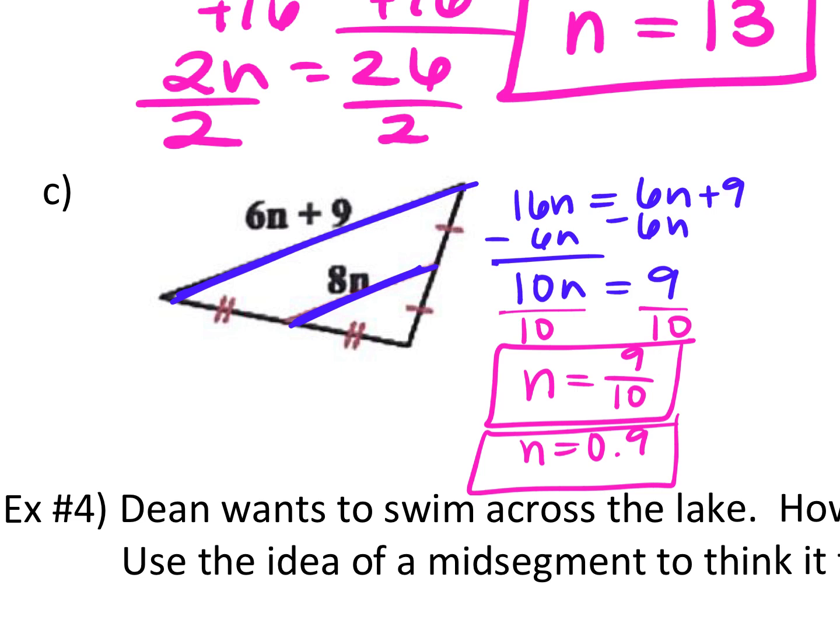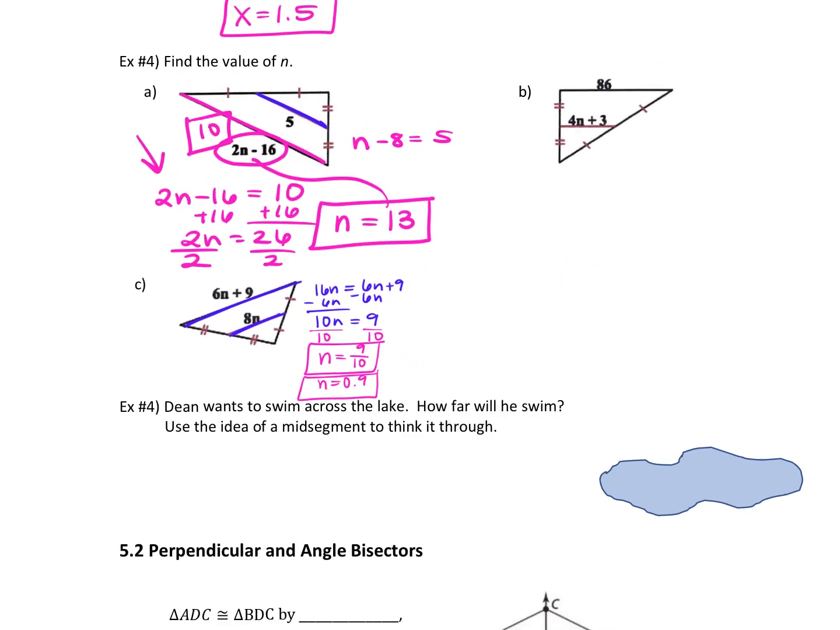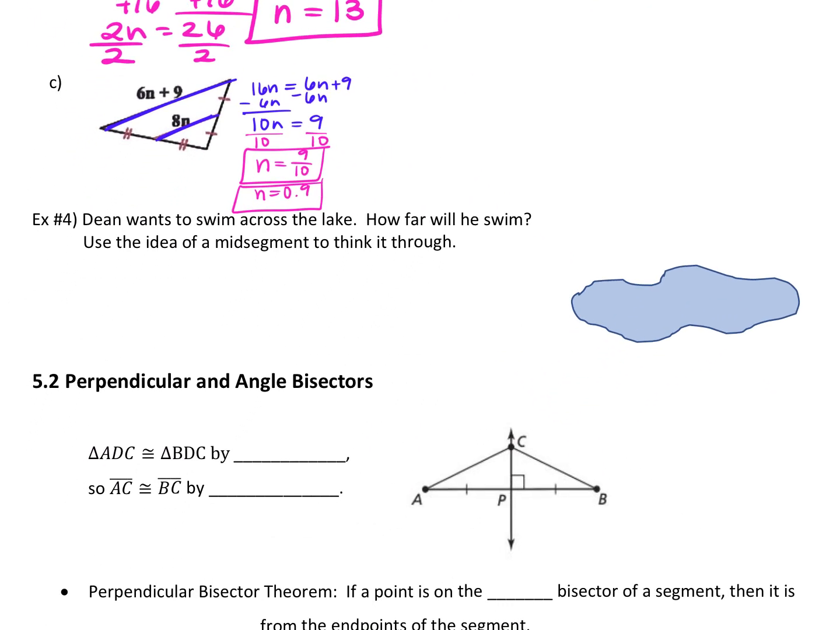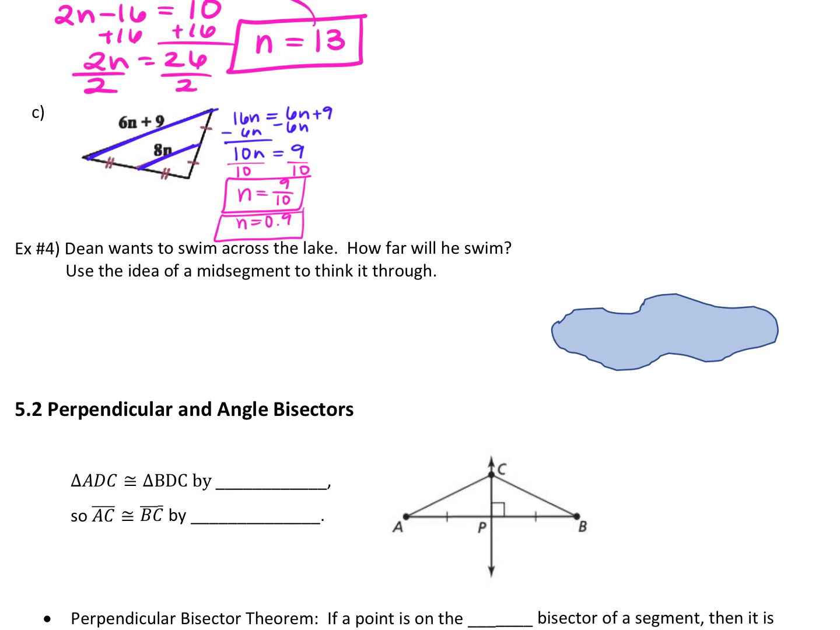Questions on that? Okay. Last thing is a real world thing. It says, Dean wants to swim across the lake. How far will he swim? Use the idea of a mid-segment to think it through. There's no numbers. It's tricky.